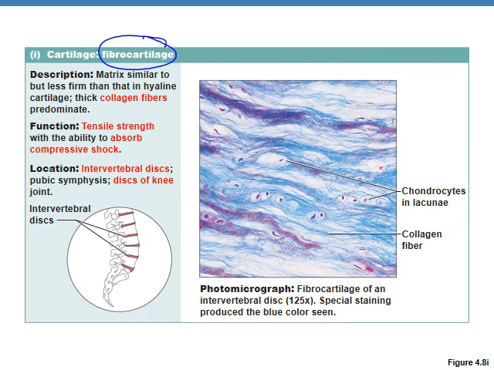Fibrocartilage, this is going to have thick collagen fibers. So it's like hyaline cartilage, it's just thicker. Some people think of these as shock absorbers. So probably when you look at the intervertebral discs, you'll think of that. It's kind of like those gel insoles that people put in. So they're going to absorb compressive shock. You find these in the vertebral discs and in the discs of the knee.